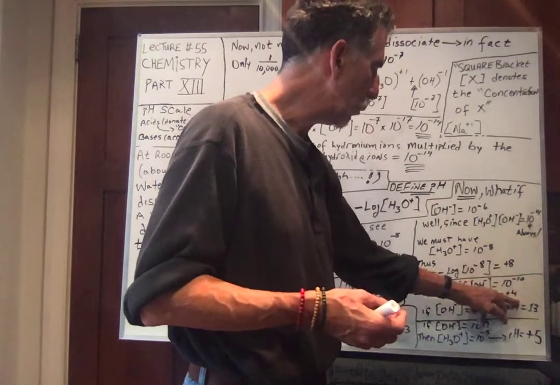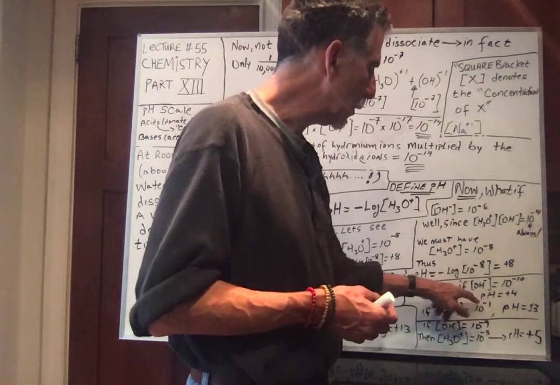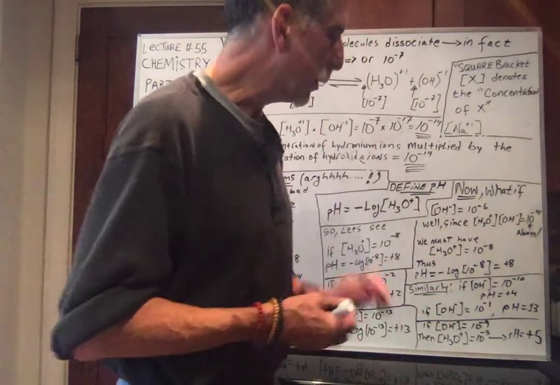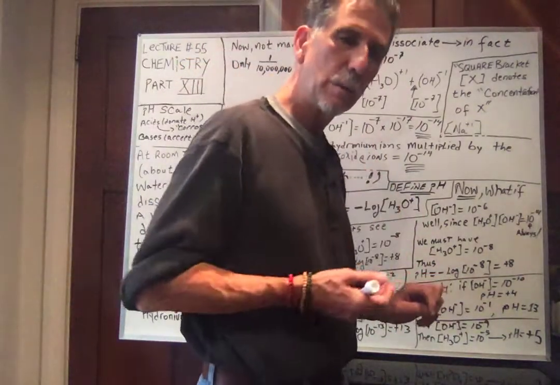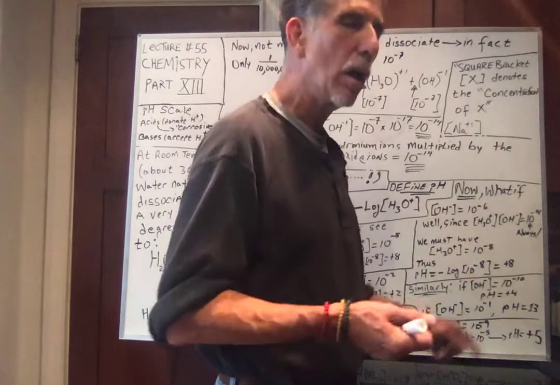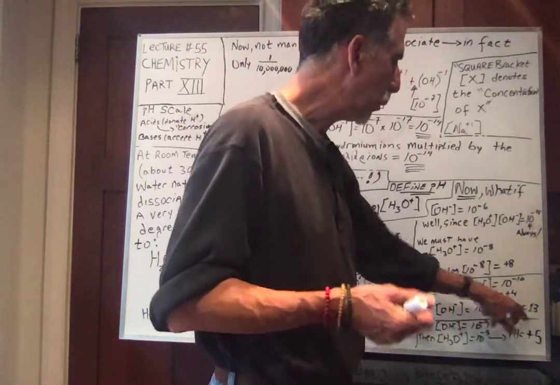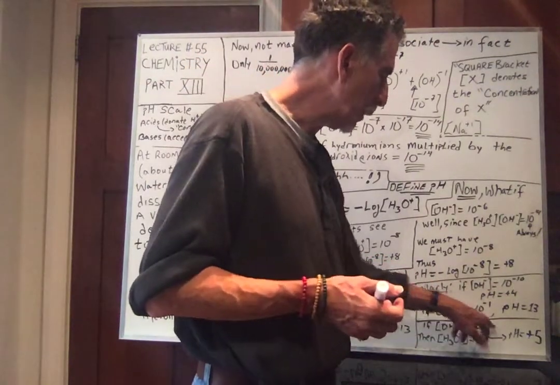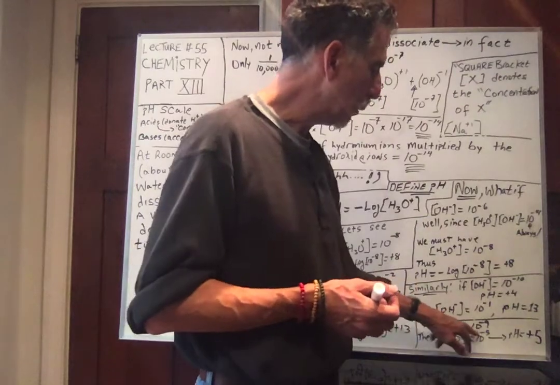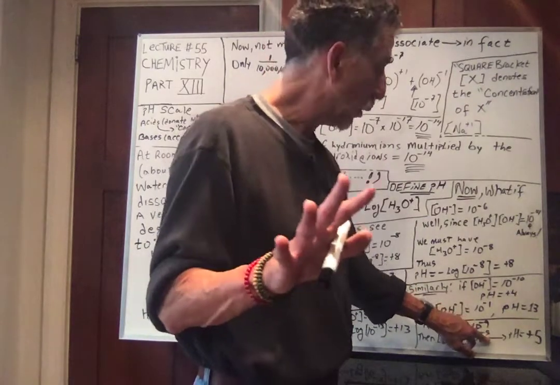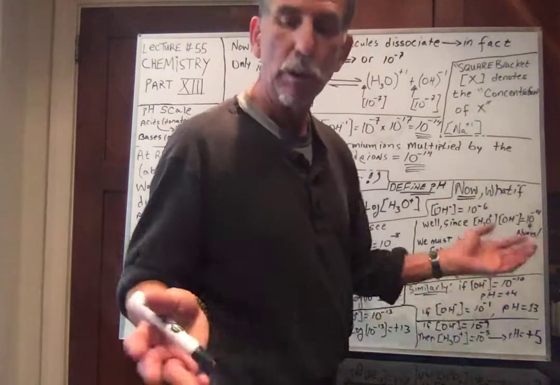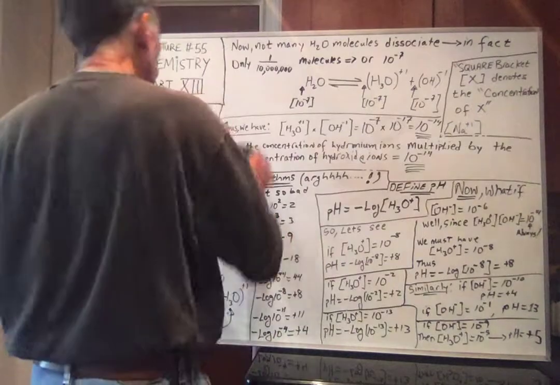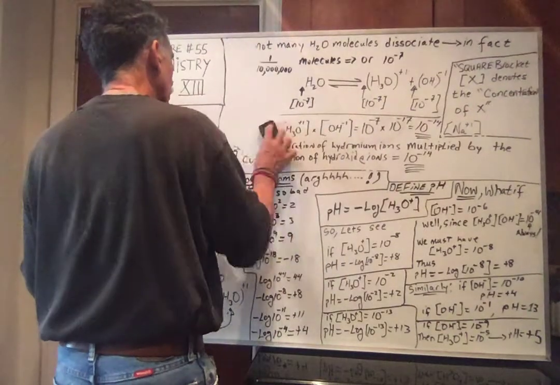minus the log of 10 to the minus 4 is plus 4. If the OH concentration is 10 to the minus 1, then the hydronium concentration must be 10 to the minus 13, and when you take minus the log of 10 to the minus 13, you get plus 13. And finally, if the OH concentration is 10 to the minus 9, the hydronium concentration must be 10 to the minus 5, so the pH is plus 5. Wow, isn't that hard? So now you're an expert on pH and concentration.